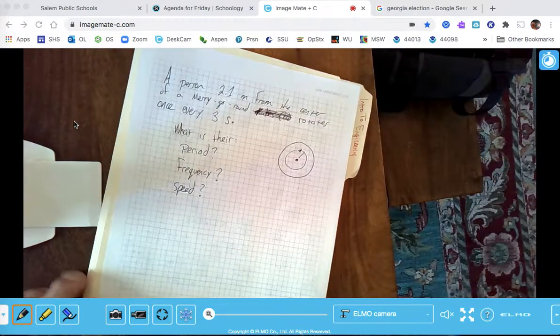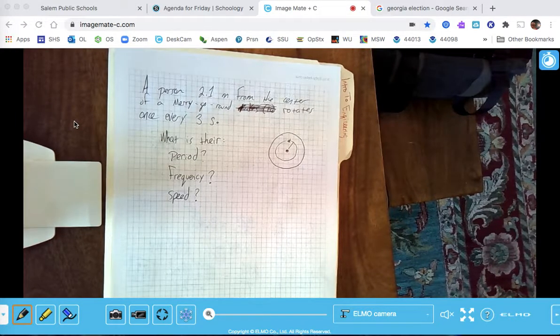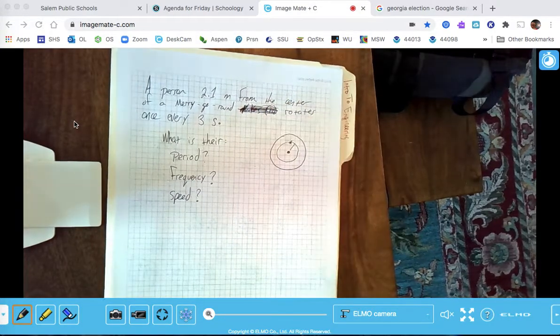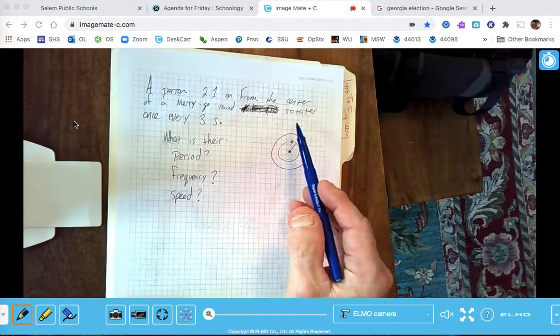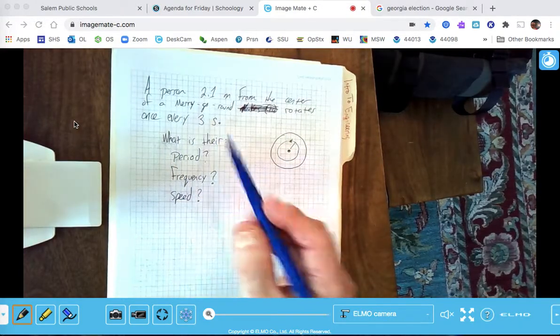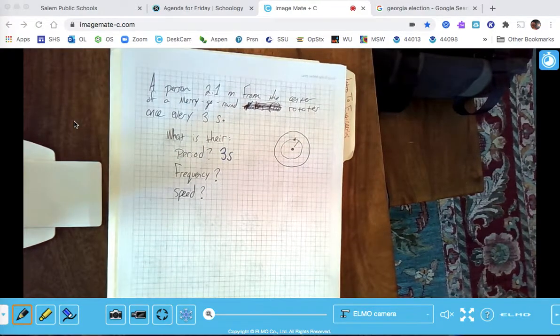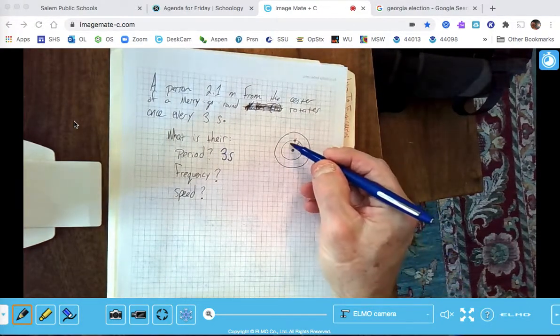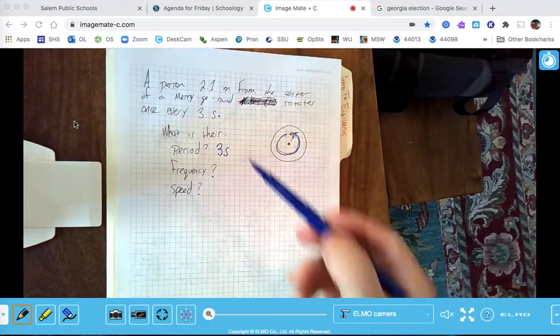One more. A person 2.1 meters from the center of a merry-go-round rotates once every 3 seconds. Sorry about the mess. Rotates once every 3 seconds. What's their period? Oh, well, this one's super easy because it says it right there. They rotate once every 3 seconds. What's their period? 3 seconds. Because that's what the period is. It's the amount of time required to rotate once. And it says it right there.